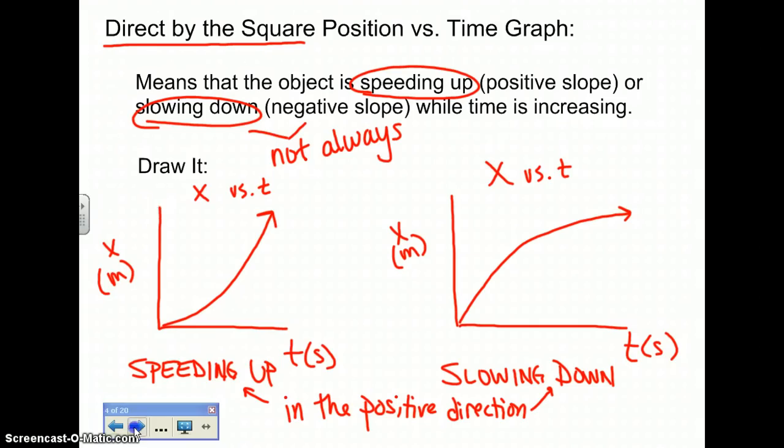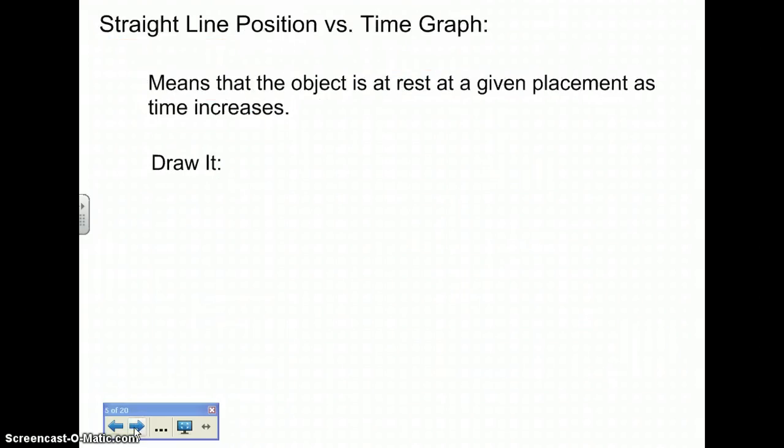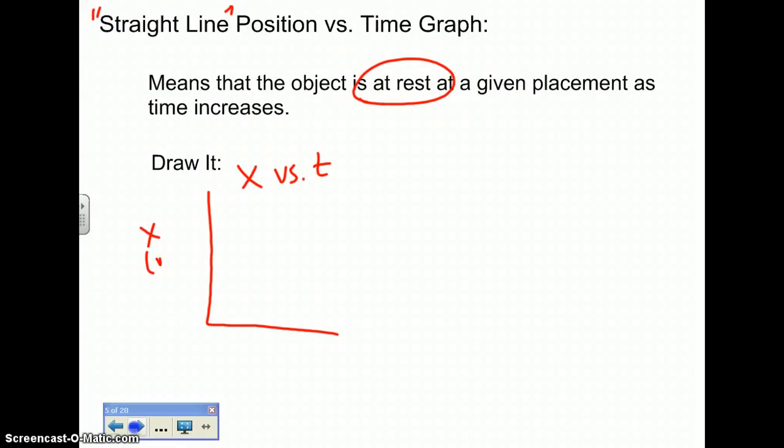Okay guys, moving along. A straight line, position versus time graph. This means that the object is at rest at a given placement as time increases. So once again, titling and labeling our axes. Let's say that you started at 3 meters and you were going to travel for 5 seconds. And on your mark, get set, go. You didn't move anywhere, okay?